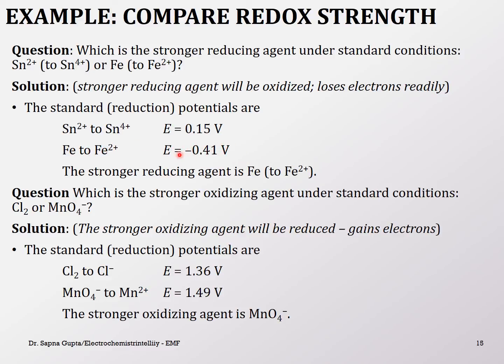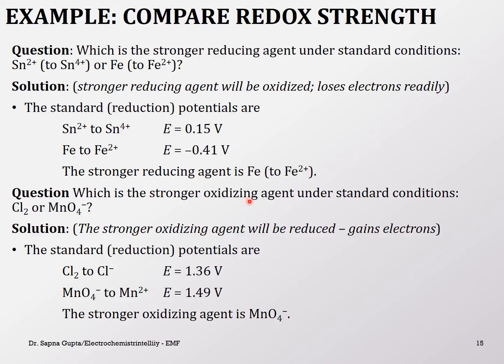Iron is a better reducing agent because it is negative. The more negative it is, the better reducing agent it is, which means it likes to lose electrons readily. And if you follow my theory about the left-hand side and the right-hand side of the periodic table, this will work too, because iron is on the left-hand side and tin is on the right-hand side of the periodic table.